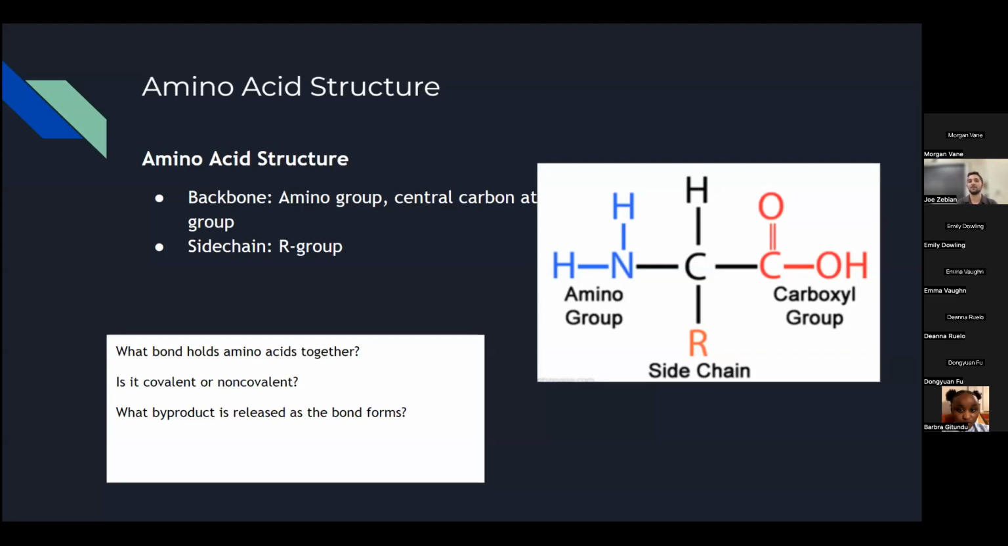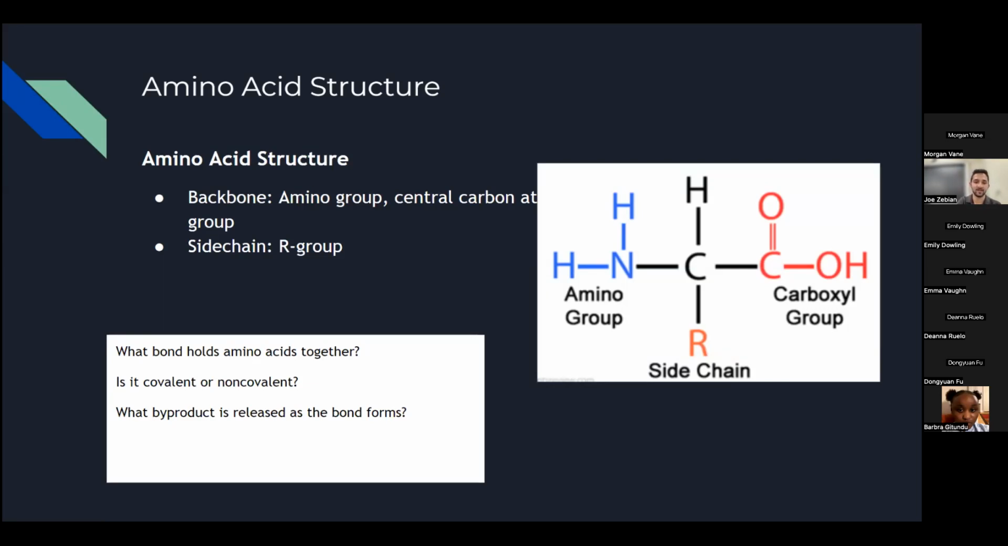Yeah. Peptide bonds. Yes, peptide bonds, covalent bonds that hold amino acids together. Okay. All right, my bad. Covalent or non-covalent, everybody? Shout it out. Covalent. Yeah, I just said it. Sorry, I spoiled it. It is covalent. And what byproduct is released as the bond forms?